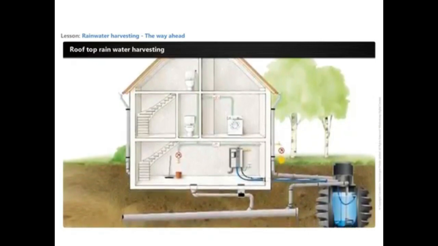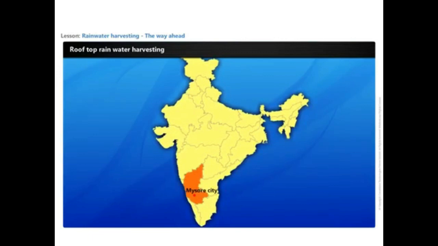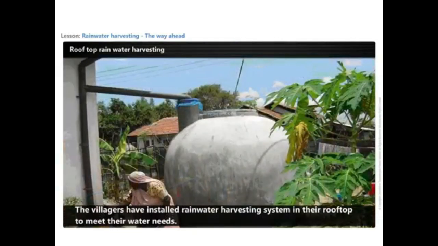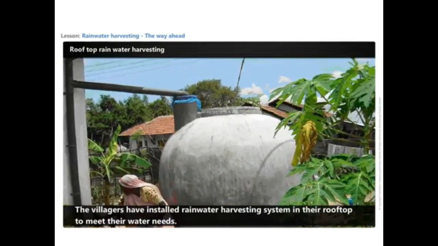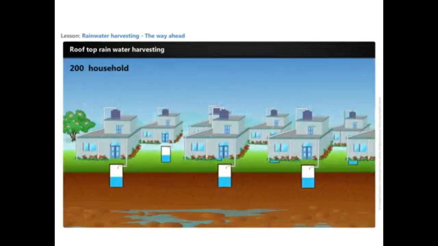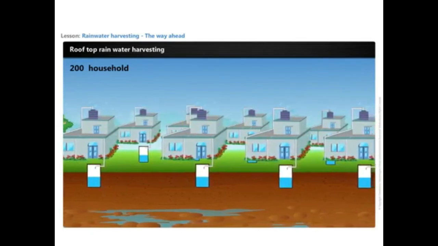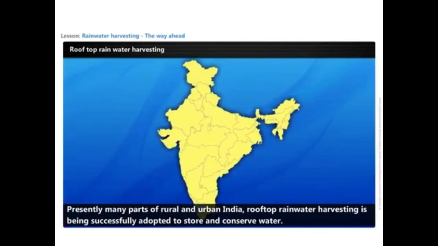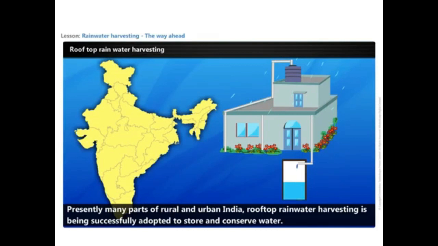Here is a success story of rainwater harvesting. A small village near Mysore city in Karnataka, Gendathur, has done the wonder. The villagers have installed rainwater harvesting system in their rooftop to meet their daily needs. About 200 households of the village successfully installed the system, and now they are remarkably known for being very rich in rainwater. Presently, in many parts of rural and urban India, rooftop rainwater harvesting is being successfully adopted to store and conserve water.